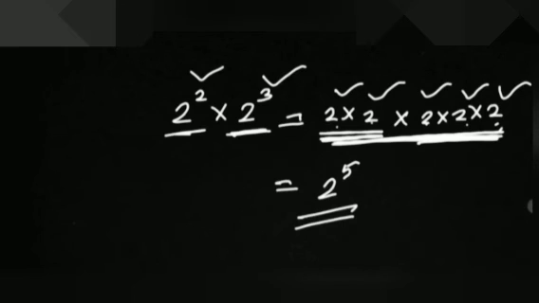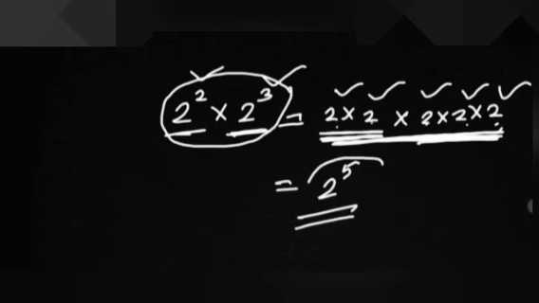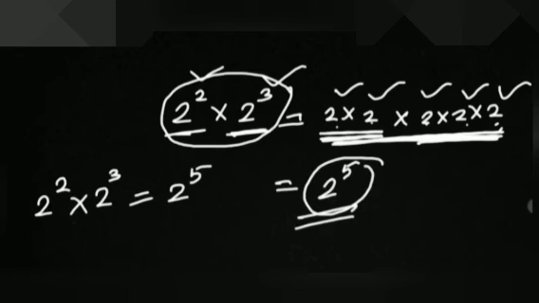So we actually got 2 to the power 2 into 2 to the power 3 is equal to 2 to the power 5. Can you find the relationship between these? We found that 2 raised to 2 into 2 raised to 3 is equal to 2 raised to 5. But is there any relation, any connection between 2, 3 and 5?